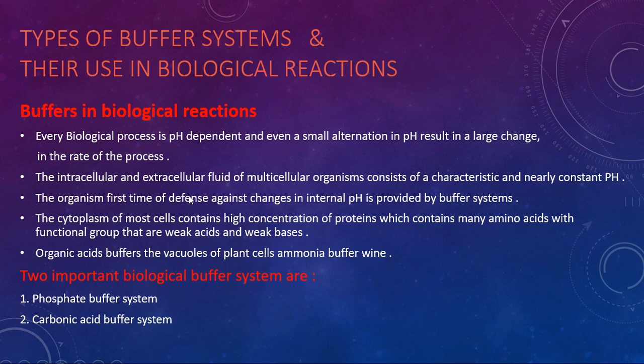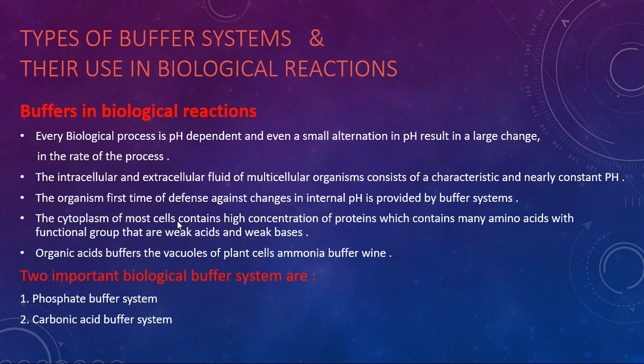Then coming to the intracellular and extracellular fluids, a multicellular organism consists of a characteristic and nearly constant pH. So that means the pH of different organelles is going to have some specific value. For example, the blood pH is 7.4, so that has to be maintained. If it is increased or decreased, you are prone to metabolic disorders, which lead to dysfunctions of the organs and all those things. Then the organism's first defense against infections is going to be the internal pH, which is again provided by our buffer systems.